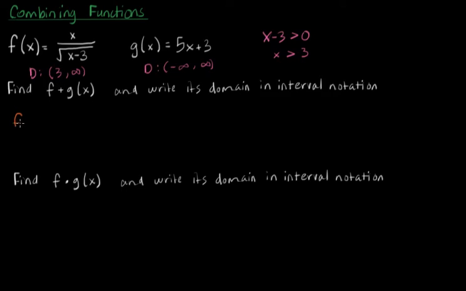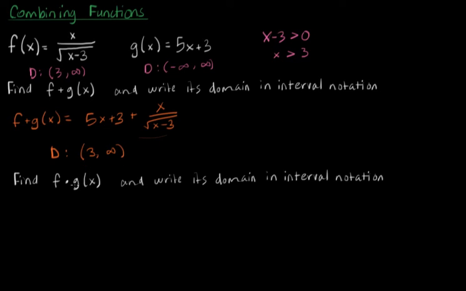So when we find f plus g of x, it's just going to be 5x plus 3 plus x over the square root of x minus 3. Now there's nothing we can really do to clean this up or combine like terms or anything like that, so we can just write its domain in interval notation. Now remember that any problems we have from either of these domains are going to hang around, so there's no problems here, but there is problems here, so we'll just keep that same domain. So the domain should just be from 3 to infinity.